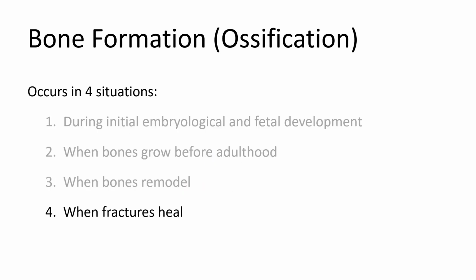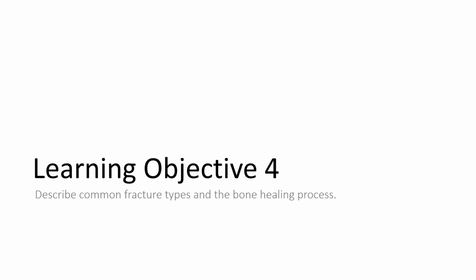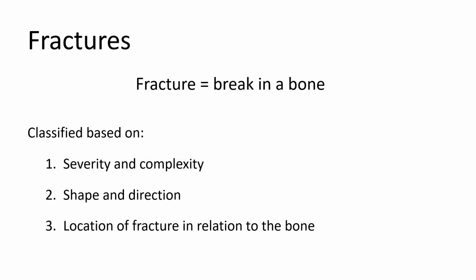The final circumstance in which bone is formed occurs in the event of fracture repair, which leads us into our next learning objective. We will first identify common fracture types and then discuss how fractures heal. Broadly, fractures are known as a break in a bone. Once a fracture is identified, it's then classified based on severity, complexity, the shape or direction, and the position of the fracture. Some fracture types are also named after the physician who first described them.